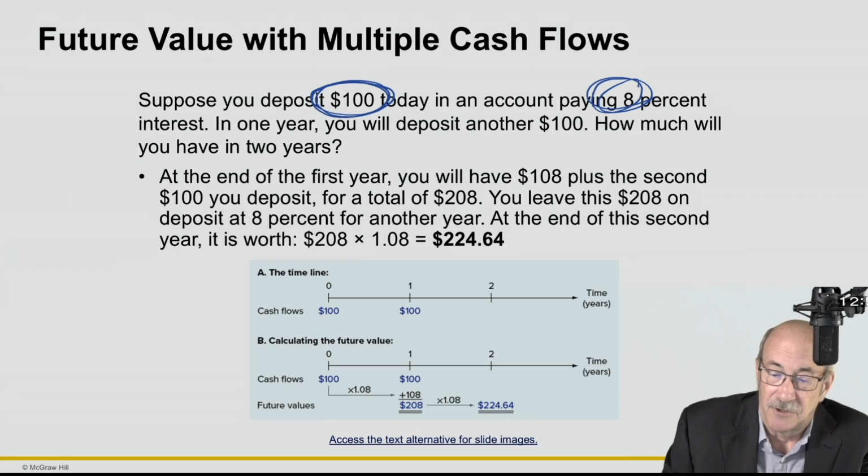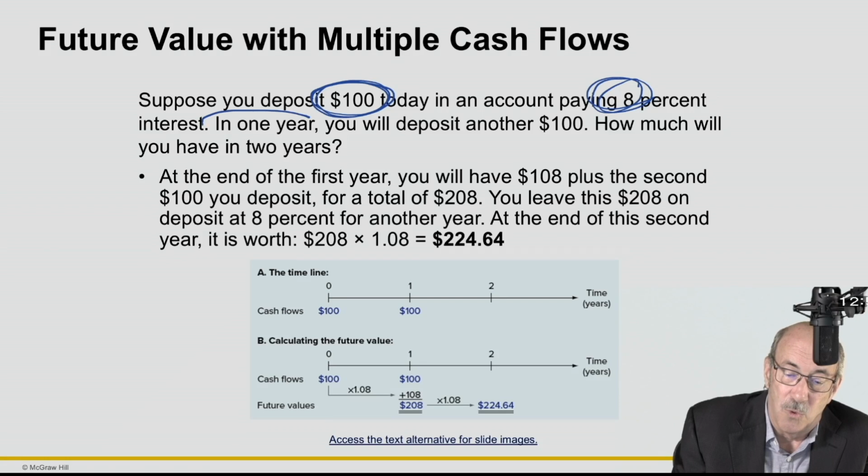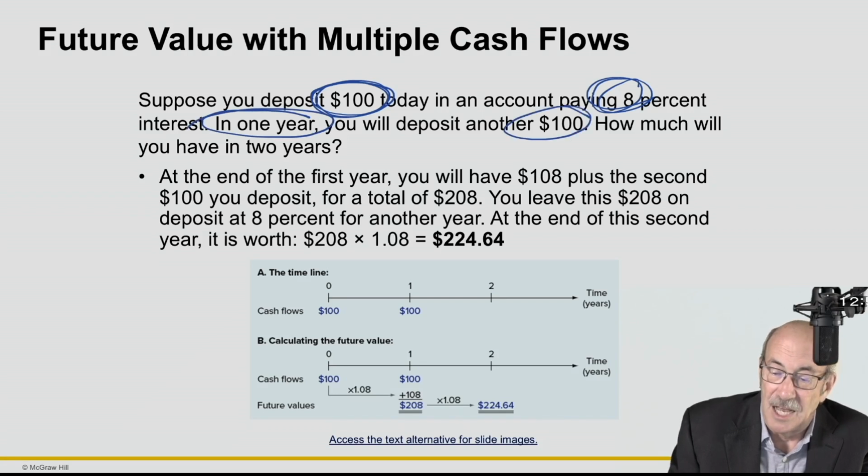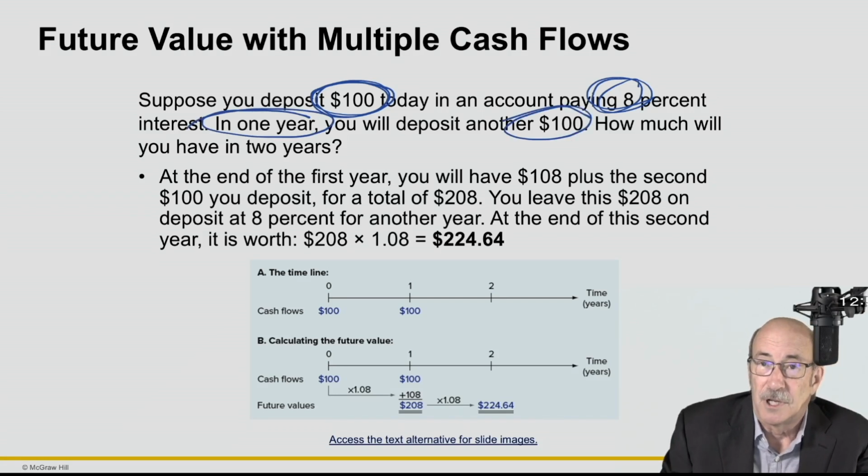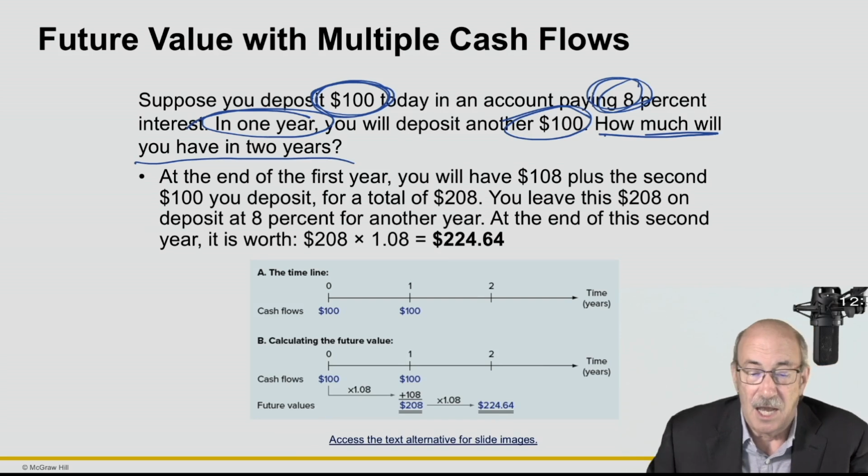All right, so we have this $100. We deposit it today, and in one more year, we're going to deposit another $100. So now we have two cash flows here. And the question that we're trying to answer is, how much will we have at the end of 2 years?